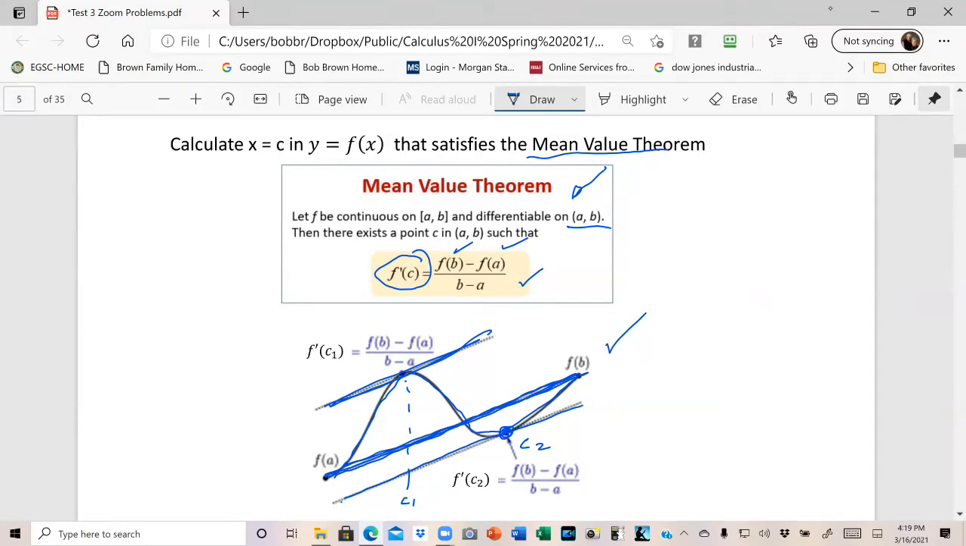Sometimes, for instance, if you had a function that looked like this, I'm not drawing it very well, but here is the slope of the secant line. And you can see there's a point, say, right here, where the tangent line is parallel, maybe right here, maybe right here, maybe right here, and maybe right here.